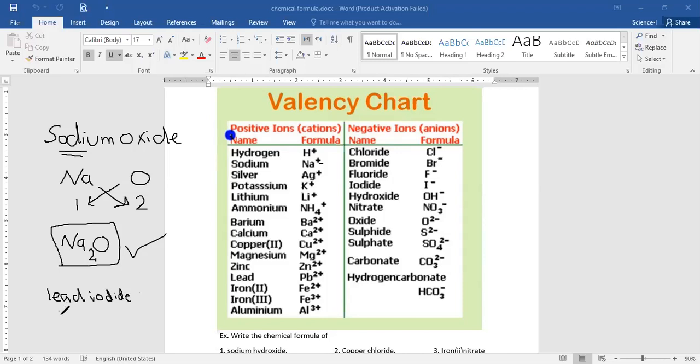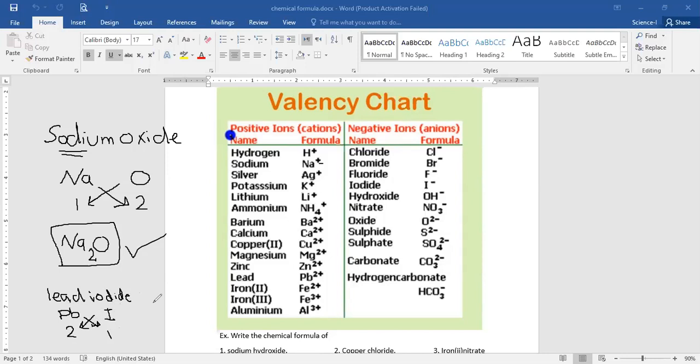Pb. What's the valence of lead? How many charges does it carry? Two. Good. And the iodide is I. What's the valence of iodide? One. So let's switch the places.